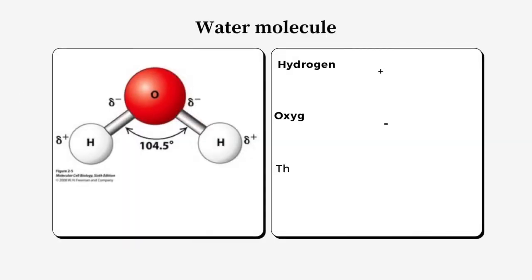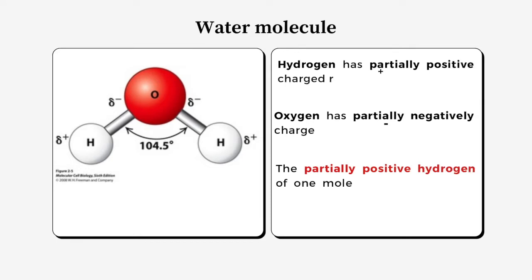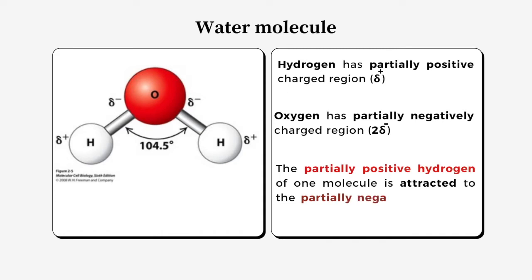Water is a polar molecule because it carries unequal distribution of electrical charge. Hydrogen has a partially positive charge. Oxygen has a partially negative charge. The partially positive hydrogen is attracted to the partially negative oxygen of a nearby molecule.